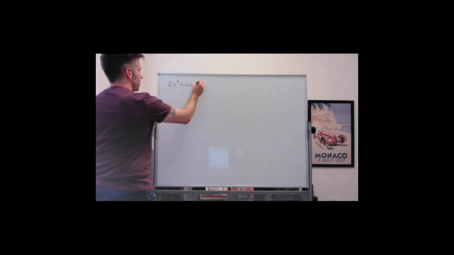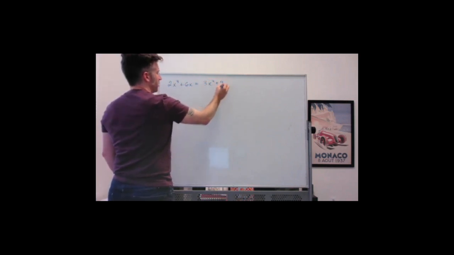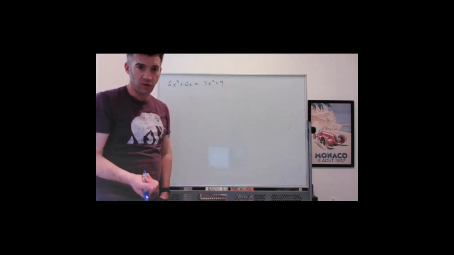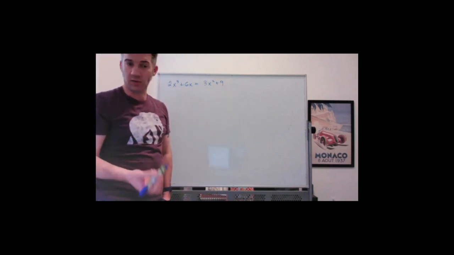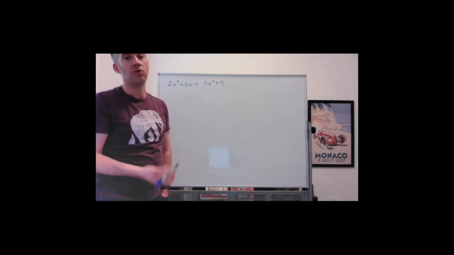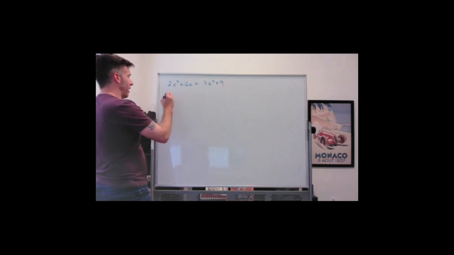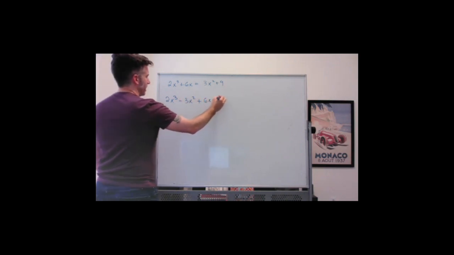2x cubed plus 6x equal to 3x squared plus 9. And I will just say in general, if you see an even number of terms in the thing you want to try and factor or solve for, it's a good bet you might try factoring by grouping. So I'm going to bring everything to the left, and I'm typically going to write it in decreasing order. So 2x cubed minus 3x squared plus 6x minus 9.